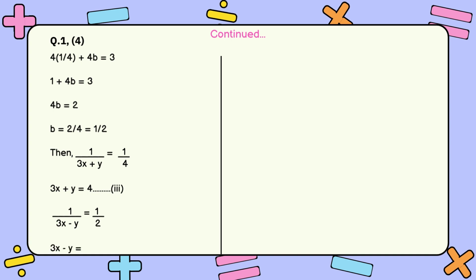Now since we had assumed the value of 1 upon 3x plus y is equal to a, we get 1 upon 3x plus y is equal to 1 upon 4, since a is equal to 1 upon 4. And we cross multiply and get 3x plus y is equal to 4. And similarly, the value of 1 upon 3x minus y is equal to 1 upon 2, since b is 1 upon 2. So we get 3x minus y is equal to 2 as a fourth equation.